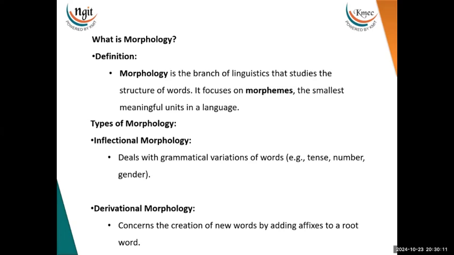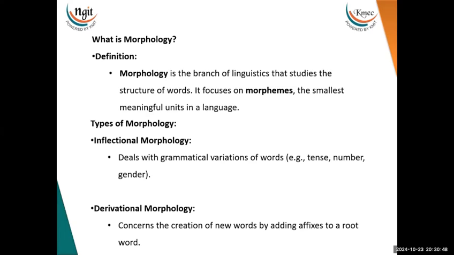In derivational morphology, the derivational morphology concerns the creation of new words by adding affixes to a root word, right? The example can be, if you take a word called happy and add ness to it, what does it become? It becomes happiness. And suppose you take a word called do, and you add an affix to it, that is un. Okay, so it becomes undo.